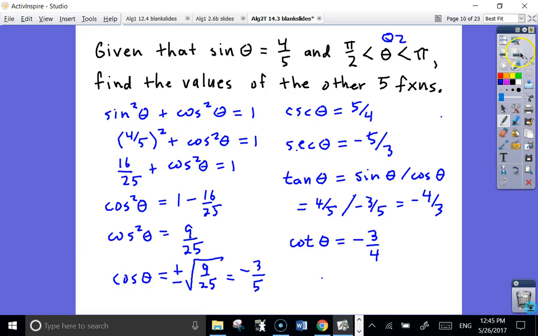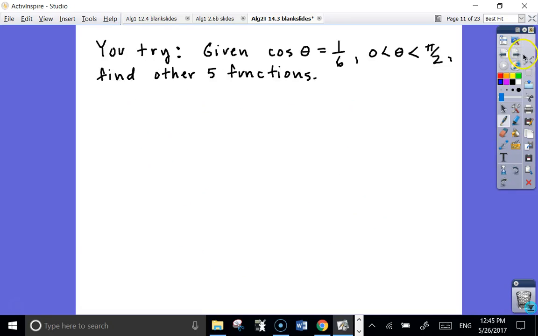Okay, so try this one. And again, if you get square roots in there, you don't want to turn them into decimals, and you've got to rationalize denominators.